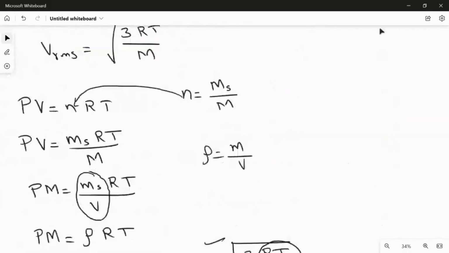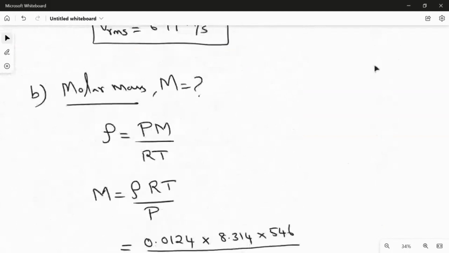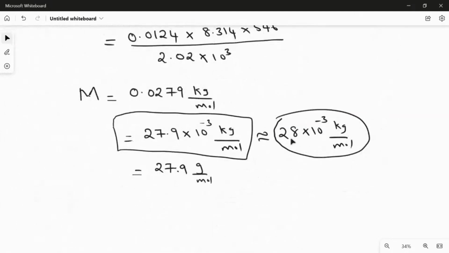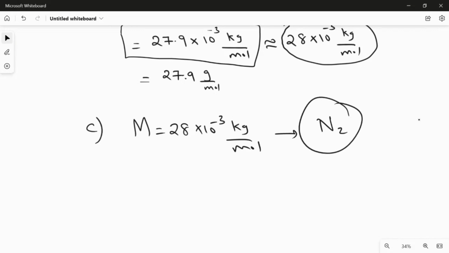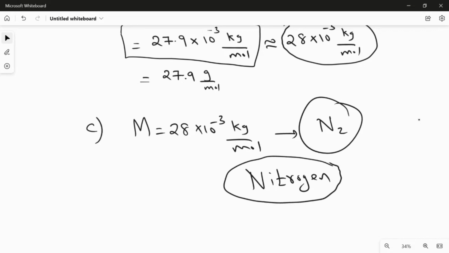Am I right? Here also we got the answer 28 multiplied by 10 power minus 3. That means for the third question, we have identified the gas. So the molar mass 28 multiplied by 10 power minus 3 kilogram per mole is for nitrogen gas. So what's the gas here? Nitrogen. So this is the answer for the third question. Clear? That's it. Thank you.